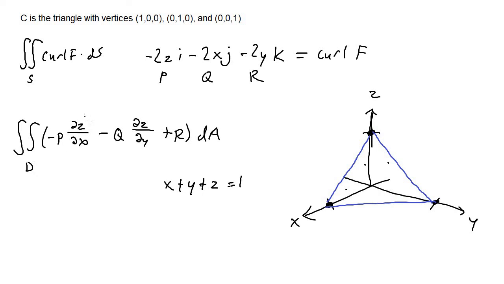Now, in order to use the formula, we need it in the form where z equals something in terms of x and y. So if I isolate z, z equals 1 minus x minus y. So now we can go ahead and actually use that formula.